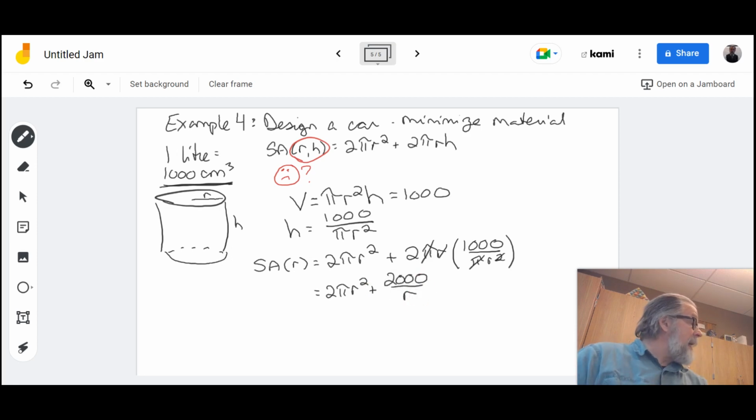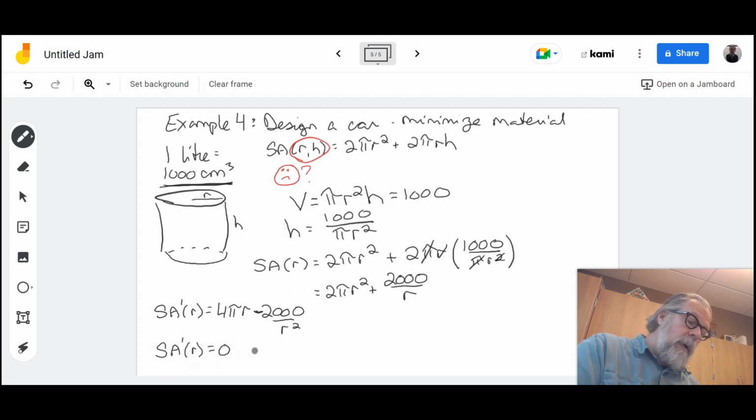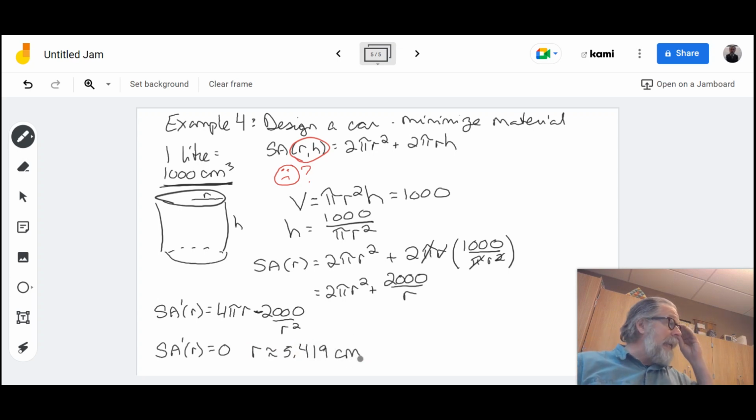So we're going to go ahead and take the derivative of that. The derivative of surface area as a function of r is 4 pi r minus 2,000 over r squared. We're going to set that equal to 0. And what we discover is that r must be approximately 5.419 centimeters. And again, a couple things we could do.